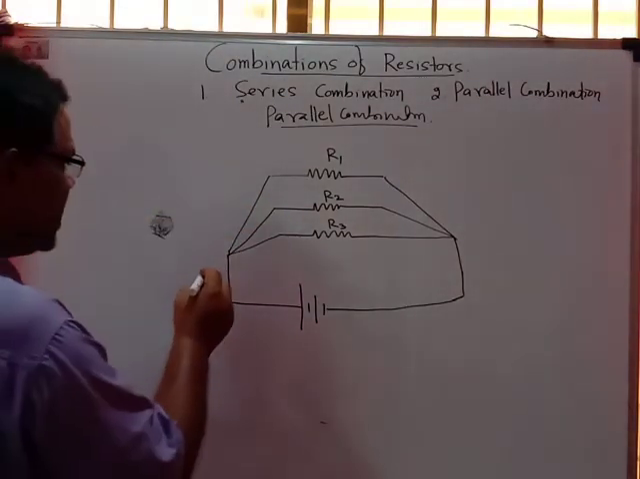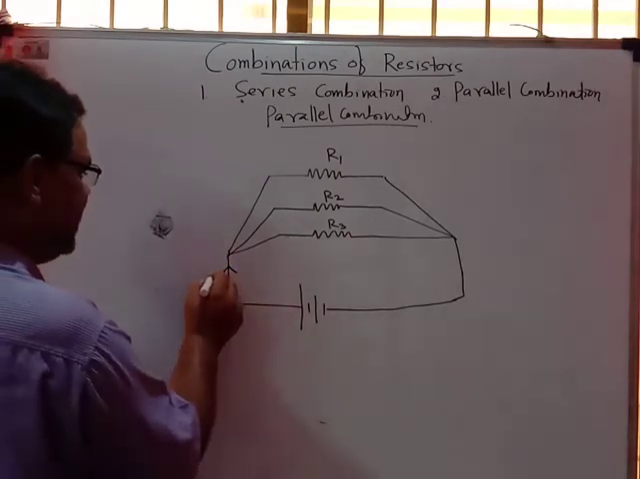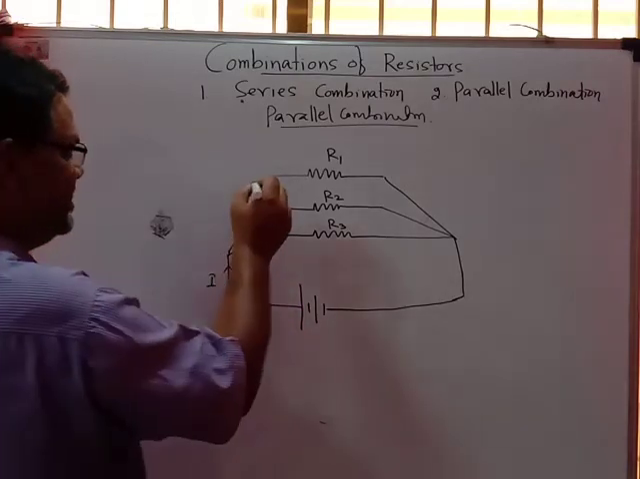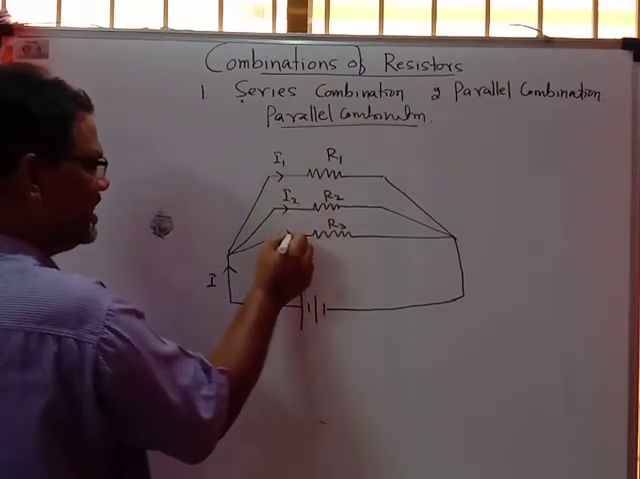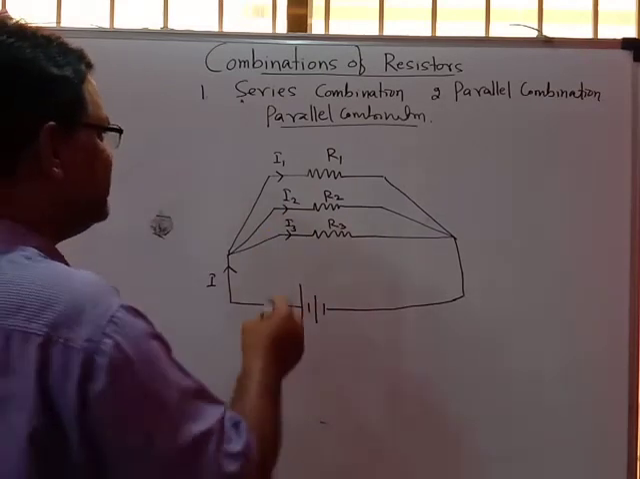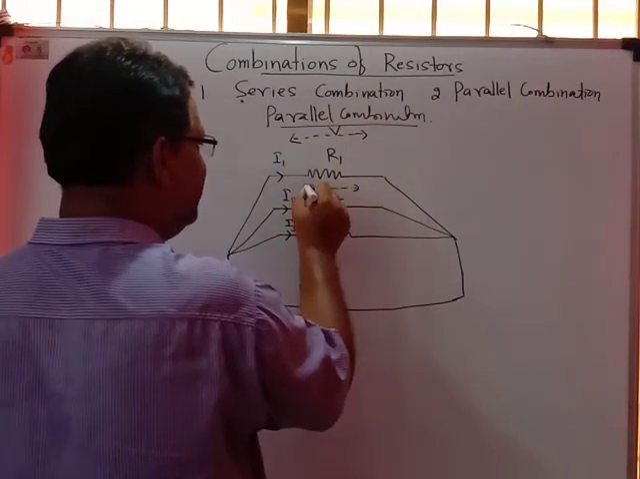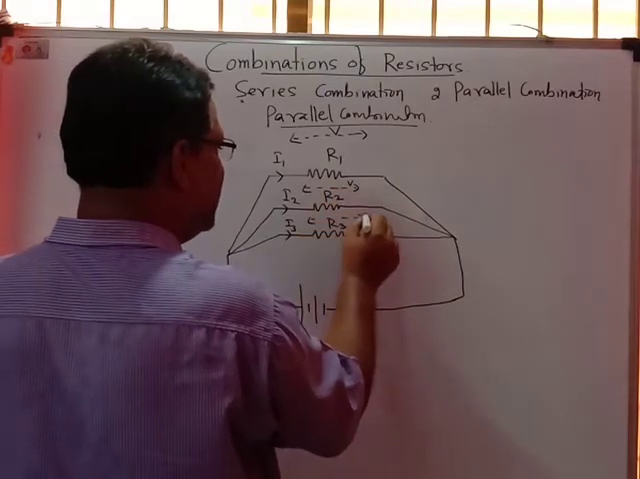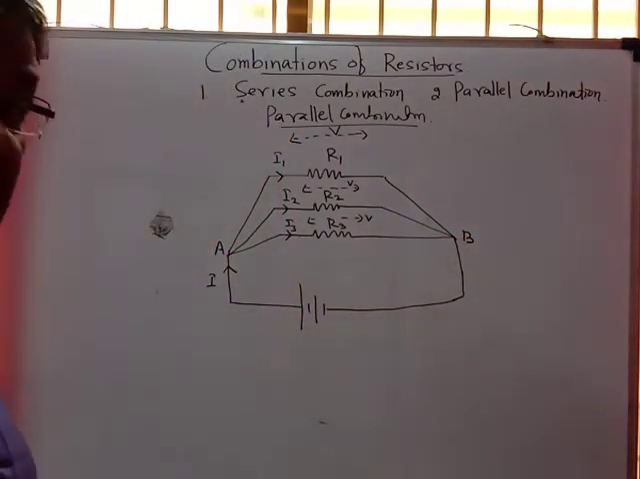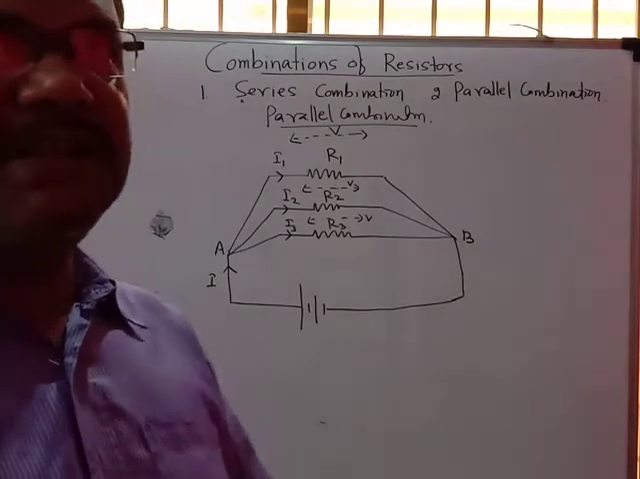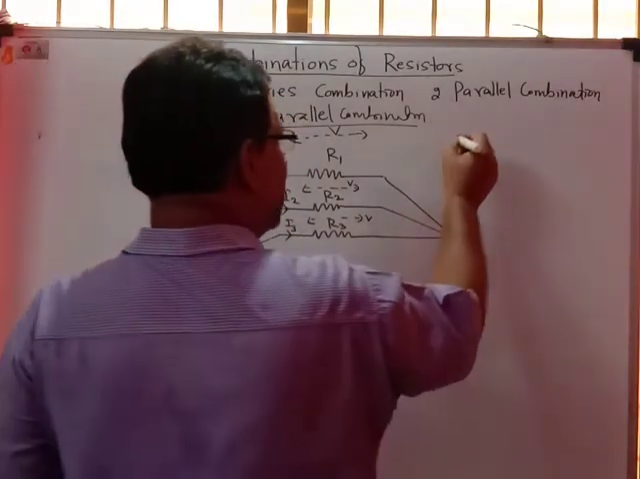So what happens here? The total current I is drawn from the battery. Different currents flow through each of the resistors: I1 through R1, I2 through R2, and I3 through R3. But the PD across each resistor will be V, and the PD between A and B, across the combination, is equal to the potential difference across each of the resistors.